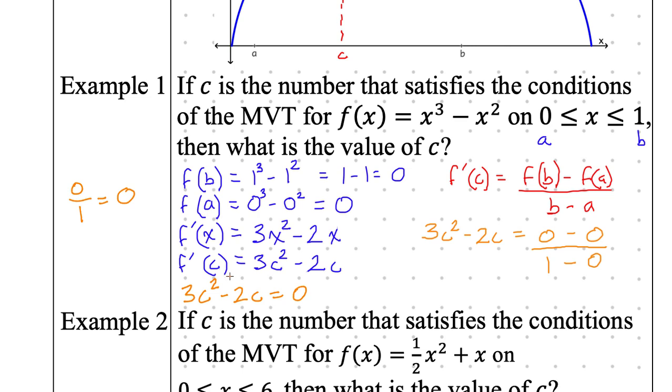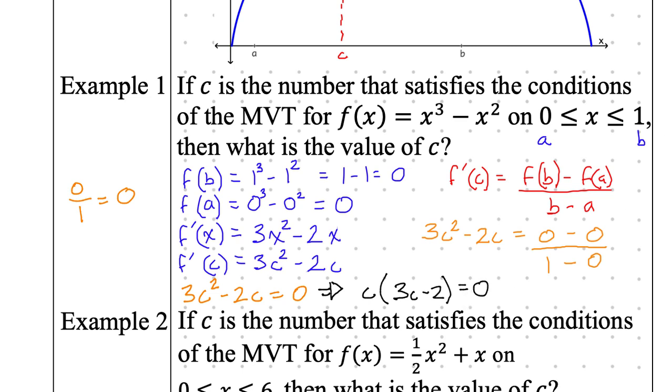Let's try using an F word first. Take the f prime. Factor. There it is. So if I factor this thing, what does 3c squared minus 2c factor as? c times 3c minus 2 is equal to 0.